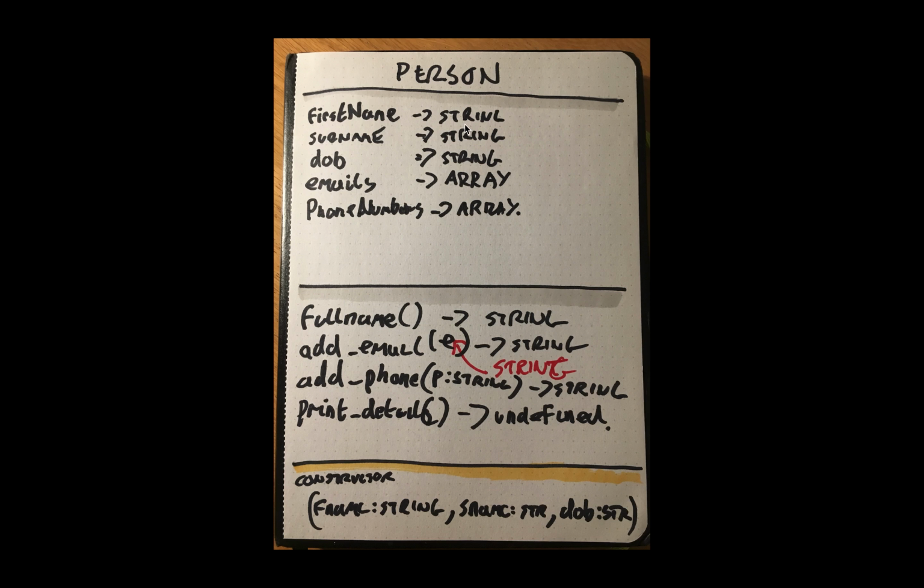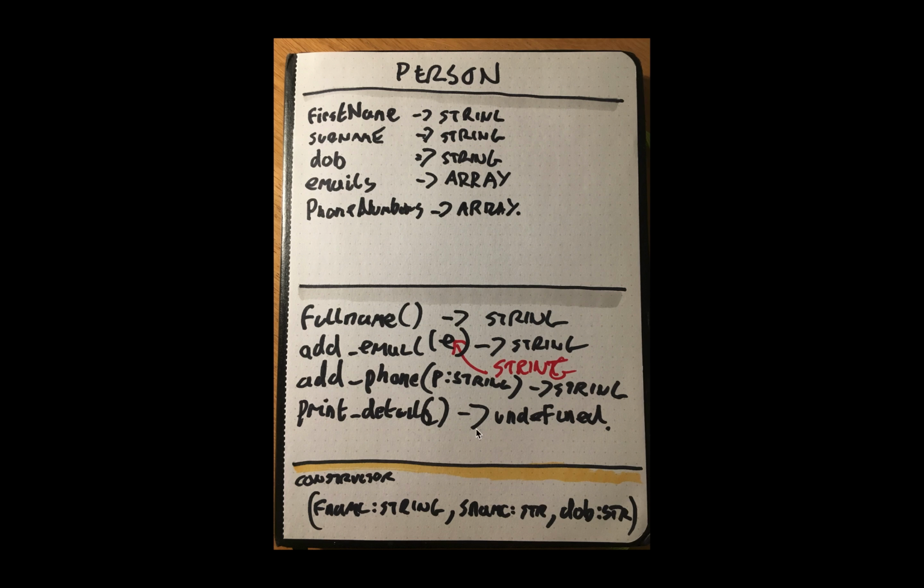So we've got a person class, and it's got a bunch of attributes. It's got a first name, which is a string, surname, which is a string, date of birth, which is a string, emails, which is an array, and then phone numbers, which is an array. Then we've got a few methods which we want to be able to call on instances of this. There's full name, which should return a string. There's add email, which takes a string, the email address, and adds it to this emails array. And we've got the same thing for add phone. Then we've got this print details method, which we want to return undefined, but the workshop will show you what that should do under the hood later on.